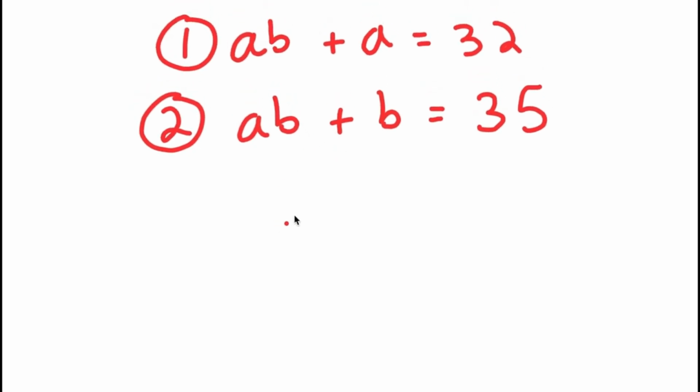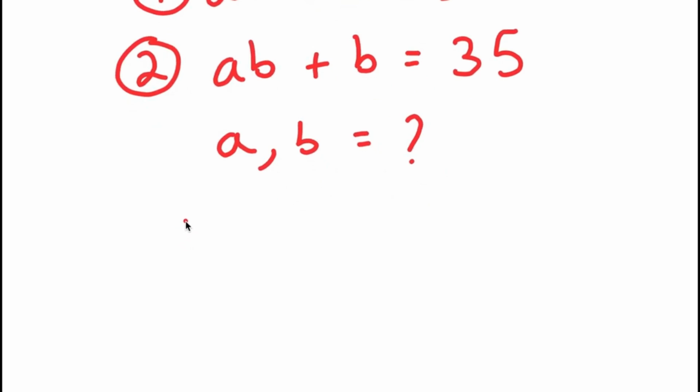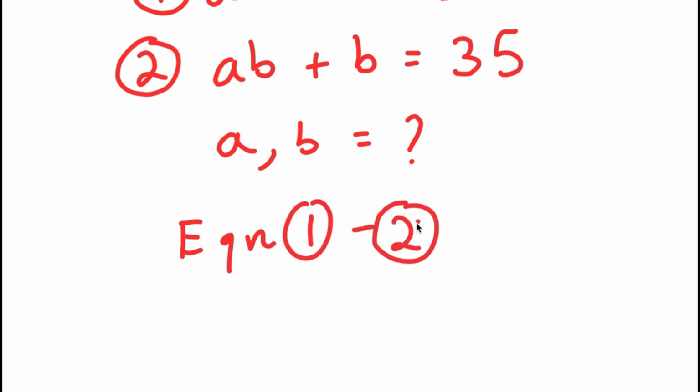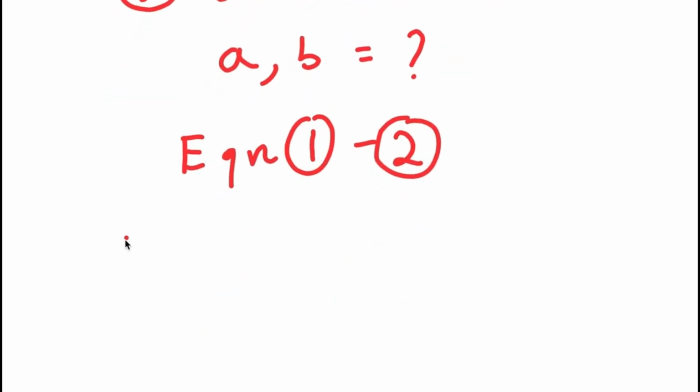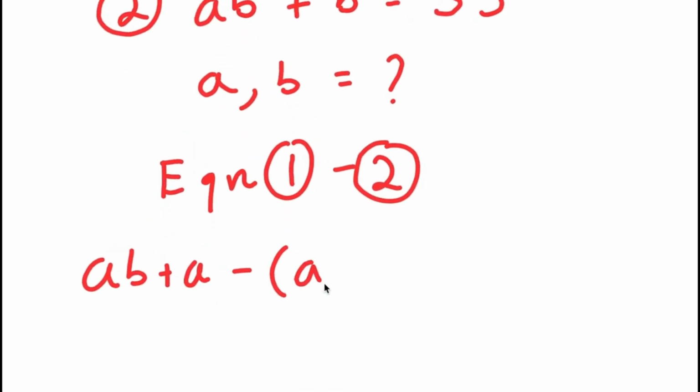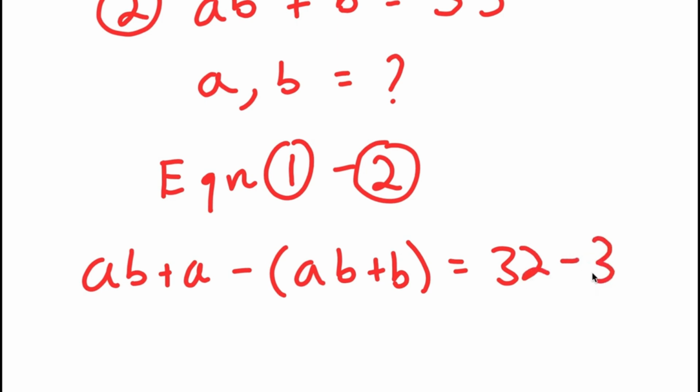To solve this system of equations, I have to find the value of A and B. To start out, what I'm going to do is subtract equation 2 from equation 1, so equation 1 minus equation 2. Equation 1 is AB plus A equals 32, so I have AB plus A minus AB plus B is equal to 32 minus 35.